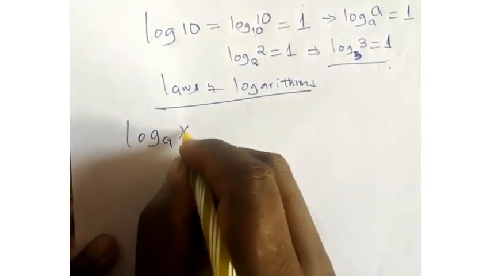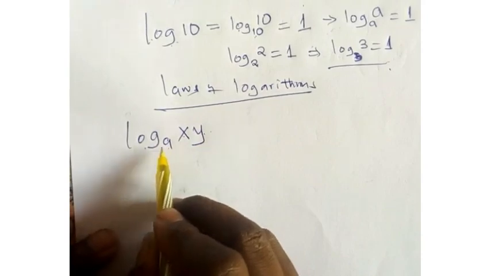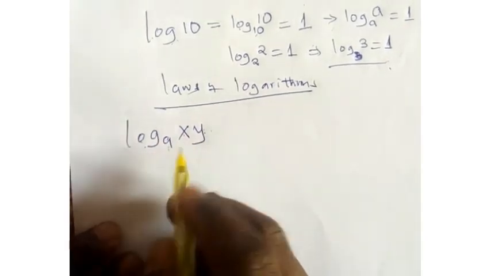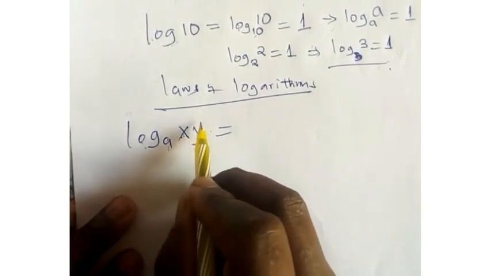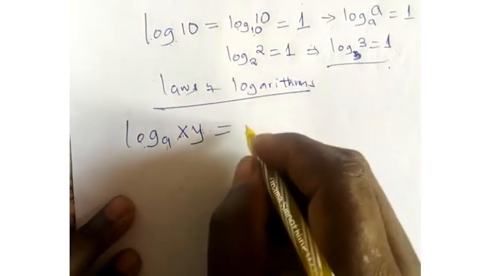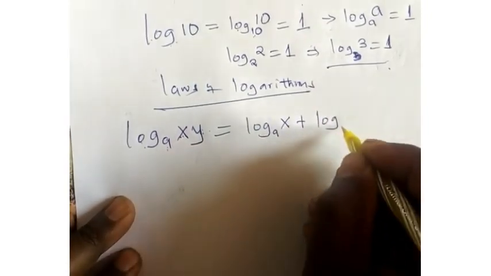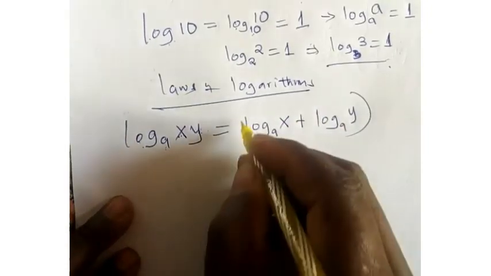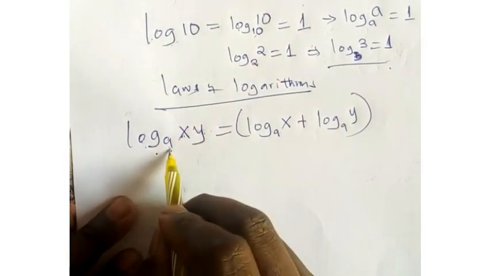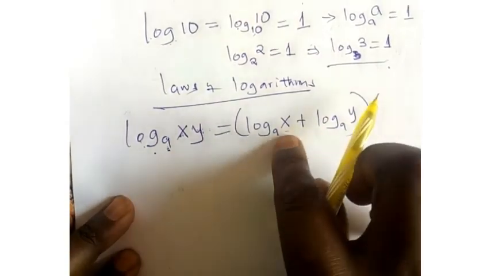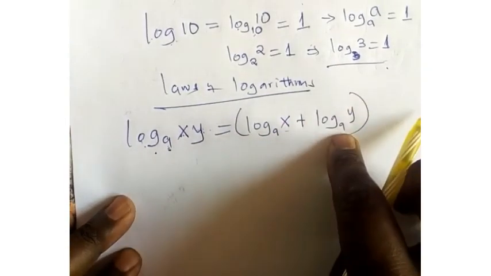Log a of xy, this is multiplication, this is x times y. The logarithm of xy to base a is the same as, because remember, when we multiply in indices, we mean addition. So this means log a of x plus log a of y. So log of xy to base a is the same as log of x base a plus log of y base a.